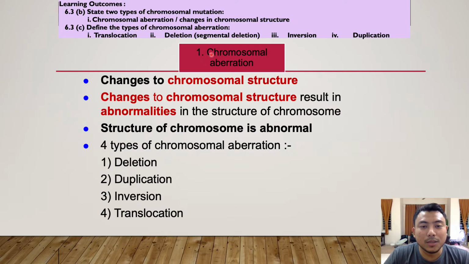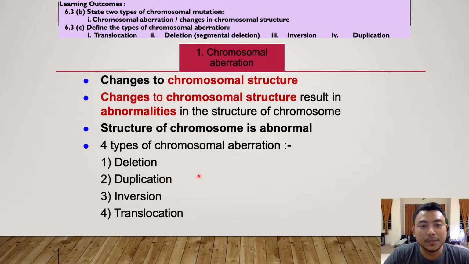Okay, chromosomal aberration. When we speak of chromosomal aberration, it means that the structure of the chromosome mengalami masalah. Okay, structure tu mengalami masalah. Macam mana? Changes to the chromosomal structure result in abnormalities in the structure of the chromosome itself. Okay. So, there are four types of chromosomal aberration: deletion, duplication, inversion and translocation.